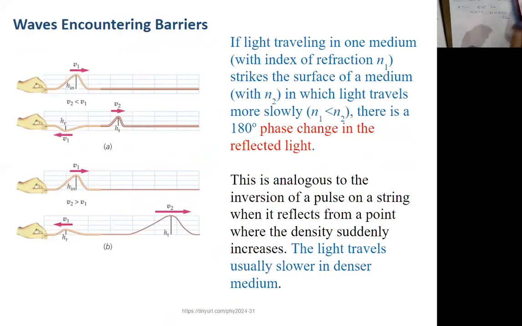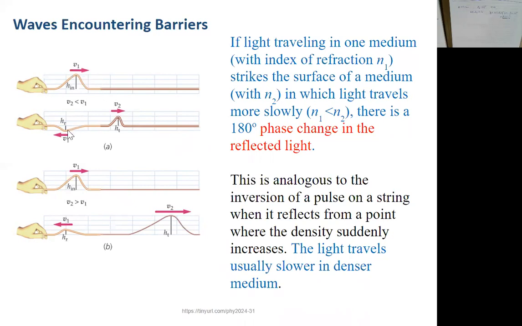So when light hits a surface, sometimes you might see a phase change of the light wave, sometimes you don't. To tell if you have a phase change when it hits the surface, this is similar to when you have a wave that is propagating from a thinner medium to a thicker medium.